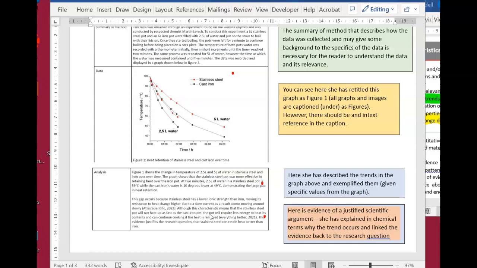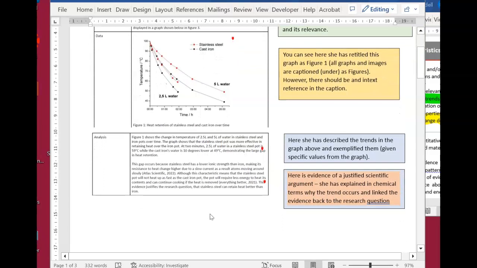Then she goes on to make a statement about the relationship or pattern that she sees. The graph shows that the stainless steel pot was more effective in retaining heat over time than the iron pot. At 2 minutes, 2.5 litres of water in stainless steel is at 59 degrees, while the cast iron's water is 10 degrees lower at 49. That's called exemplifying the data, giving specific values from the graph. So she's made a statement about the pattern she sees and then given some backup evidence from the graph.